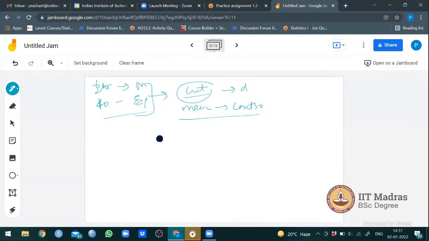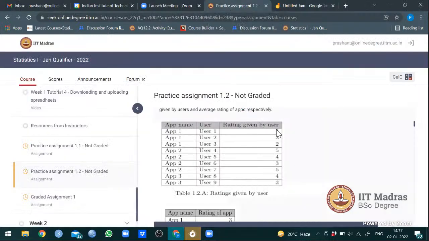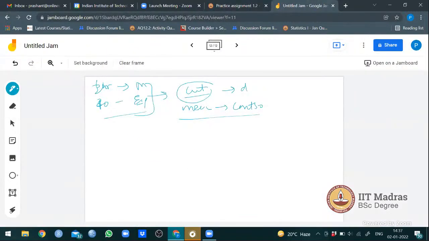Sir, I have a doubt in question number 1. Can rating be a categorical variable? According to the data, rating is not a categorical variable. Sir, in the practice assignment question number 1, is rating a continuous variable or discrete variable? Discrete. You can rate like 1, 2, 3, 4. Then question number 4 says it's continuous.